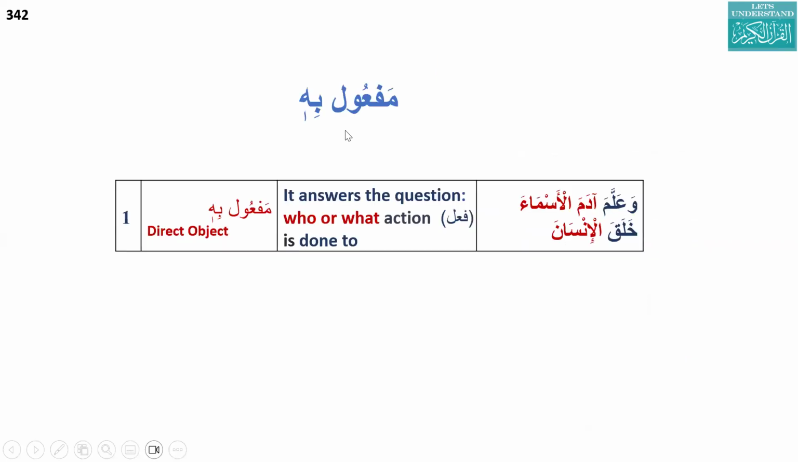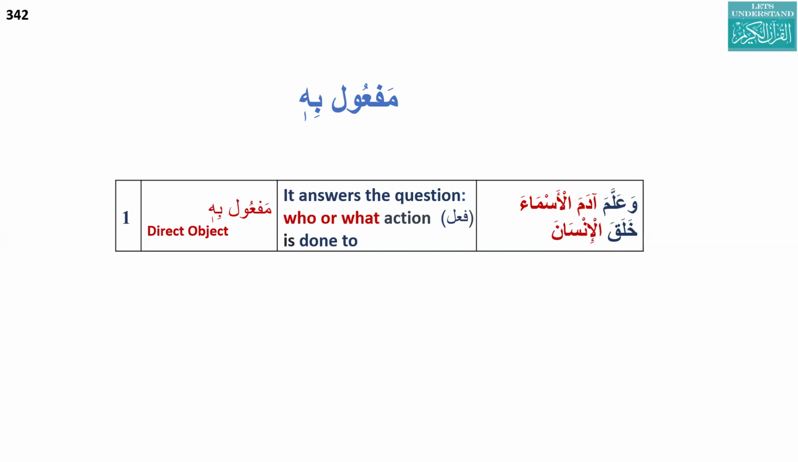Let's go to the second part. The second terminology, which we have already discussed in the types of maf'ul, maf'ulat chapter, is maf'ul bihi. Maf'ul bihi, in English we say direct object. Basically, what is maf'ul bihi? When you see a sentence and it raises a question, it is not complete, and the question is raised about who or what action, then we need to put a maf'ul, and that maf'ul is called maf'ul bihi.